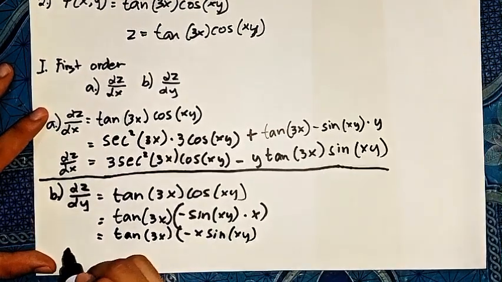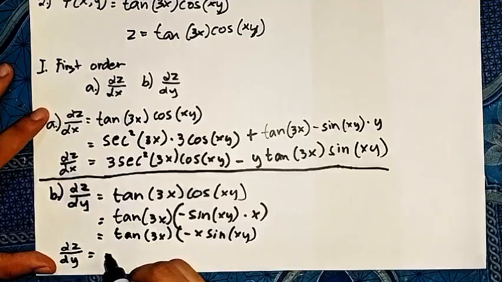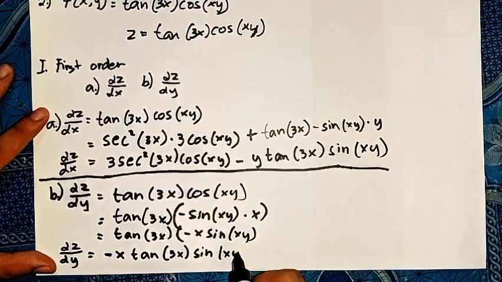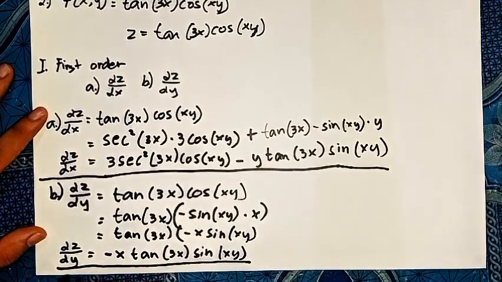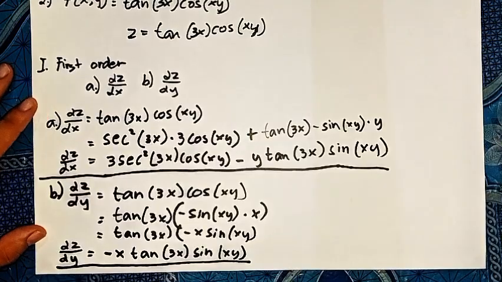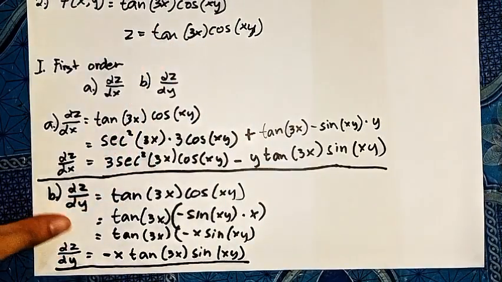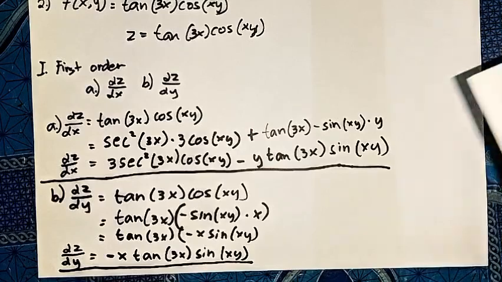So simplify partial z with respect to y. Tan 3x times negative x sine xy, we have negative x tan 3x sine xy. This is now the partial z with respect to y. We already found the first order derivative of this function. Now let's proceed to higher order partial derivative.